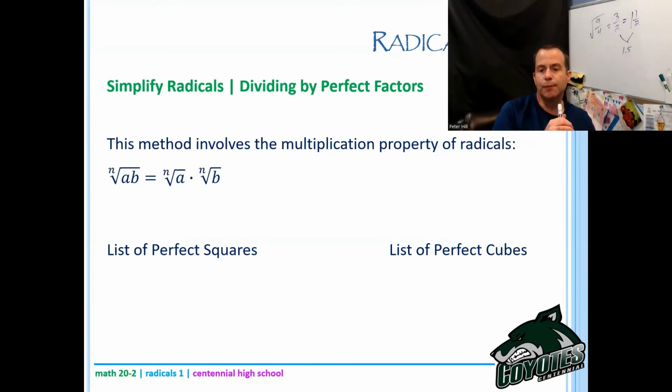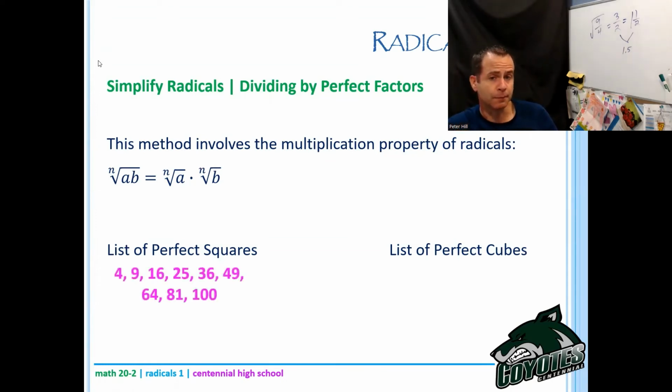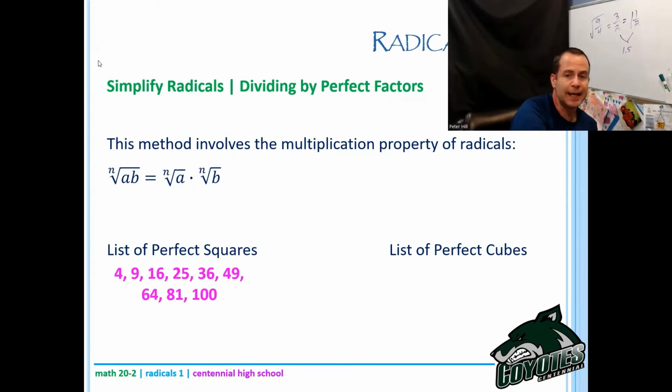Now, helpful for you to remember your perfect squares and your perfect cubes. I'm going to ignore 1 because factoring out a 1 doesn't do anything, okay? So the perfect squares I want you to be thinking of start at 2 squared, which would be 4, 9, 16, 25, 36, 49, 64, 81, and 100. That's up to 10 times 10.